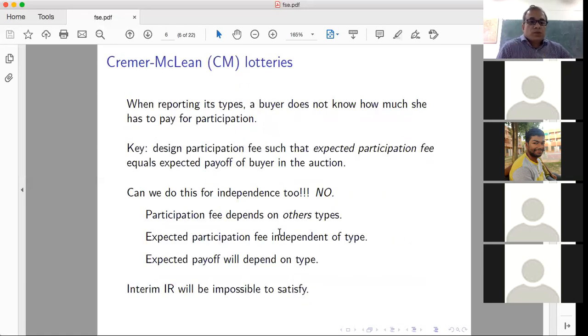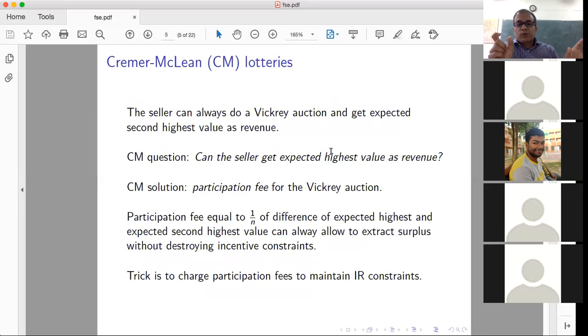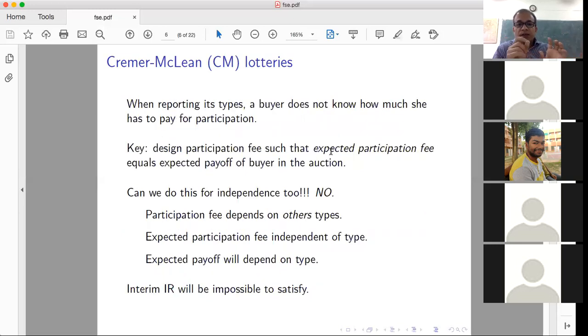Right. So the key is to design the participation fee such that the expected participation fee equals the expected payoff of the buyer in the Vickrey auction. So if, as a designer, I'm still thinking about the Vickrey auction supported by a participation fee, and I can design a participation fee such that the expected payoff in the Vickrey auction of the bidder is exactly equal to the expected value of the participation fee, then the expected payoff of each bidder is going to be zero, and the seller can take all the surplus.